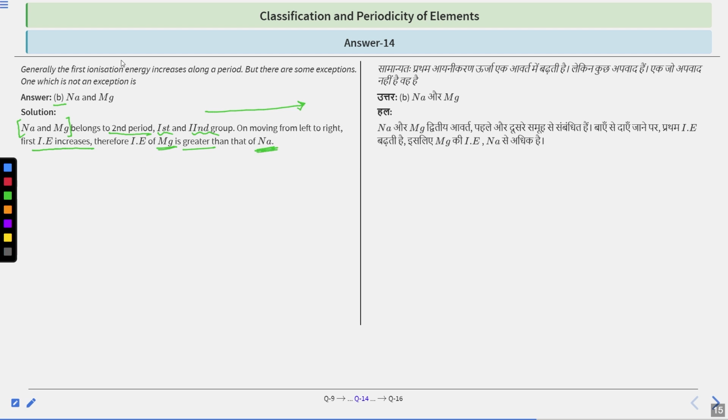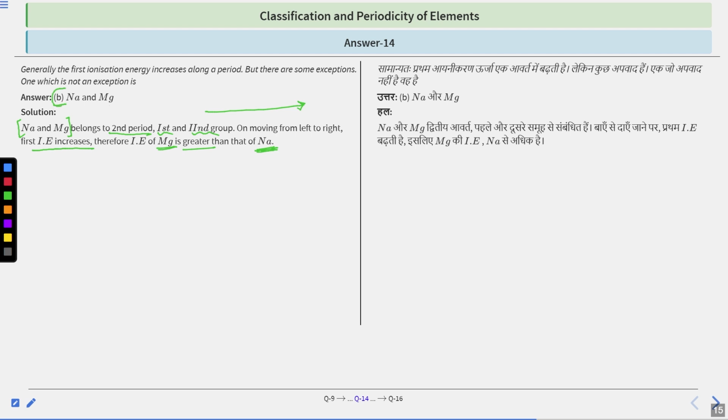So magnesium will have the greater ionization energy as compared to sodium, and that is the generally observable trend in the first ionization energy along a period. We have to find out which is not an exception. That means we have to find out which two elements along a period show the first ionization energy increasing. So sodium and magnesium is the correct answer.